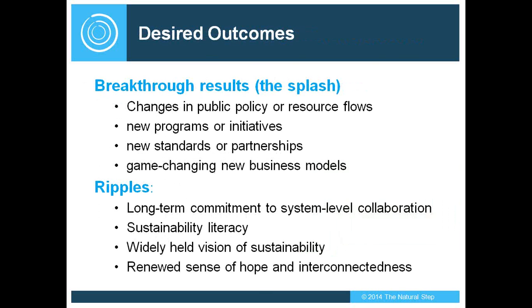So then, in all, what we're doing is we're trying to reach a set of desired outcomes with the Sustainability Transition Labs, right? What our hope is that we're using this process to get to breakthrough results, which we're kind of calling the splash. These can be changes in new public policy or resource flows, new programs, standards, game-changing systems-level shifts, where you see the housing system, the energy, whatever system it is, that you see a breakthrough result in the shift of a relationship, whatever that might be. But that splash or that breakthrough result will also have rippling effects, right?